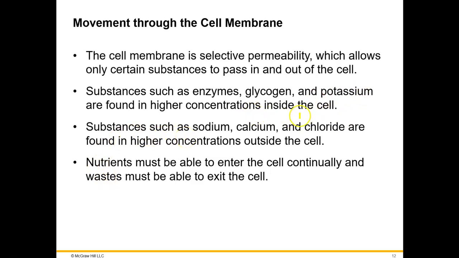Inside the cell, you're going to have certain proteins and certain enzymes that are found inside the cell in higher concentrations than outside the cell. And you definitely have a lot of potassium inside the cell. Potassium is found at much higher concentrations inside the cell than it is outside the cell. Now, sodium, calcium, and chloride have higher concentrations outside the cell. So just remember, sodium concentrations are high outside the cell and potassium is high inside the cell. That will be definitely important.